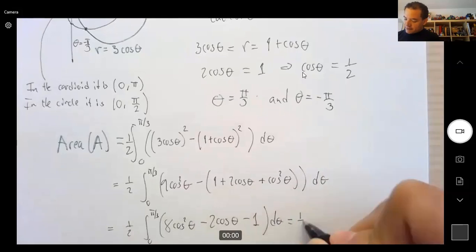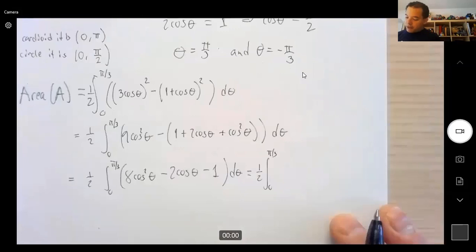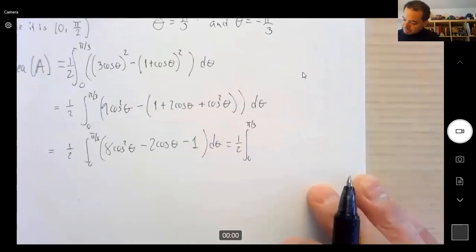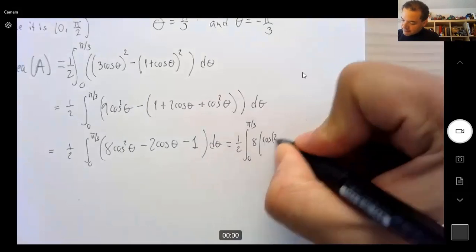Next, replace cosine squared theta by cosine 2 theta plus 1, divided by 2.